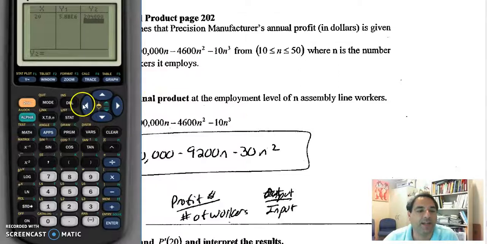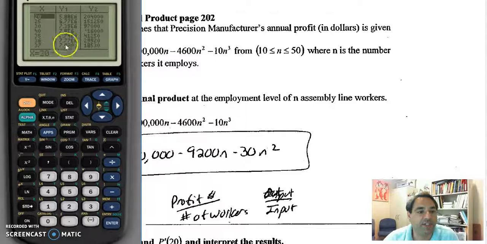When should I stop adding workers? Well, let's go to 25. If I go to 25, still making more money. If I go to 30, still making more money. If I go to 40, getting a negative. So somewhere between 30 and 40. Let's do 35, still positive. 36, still good. 37, still good.